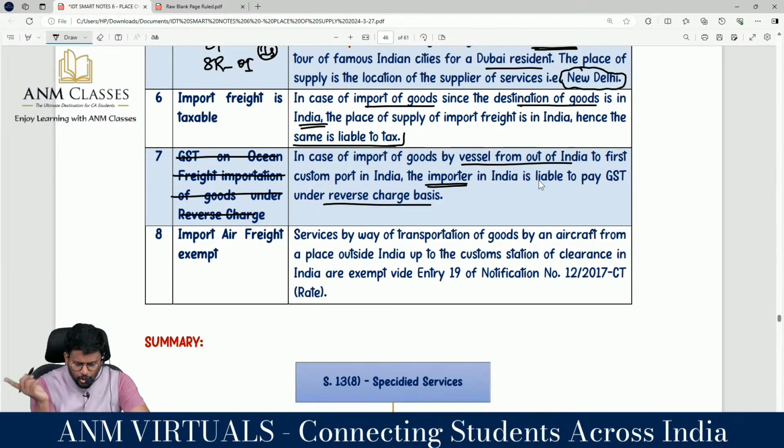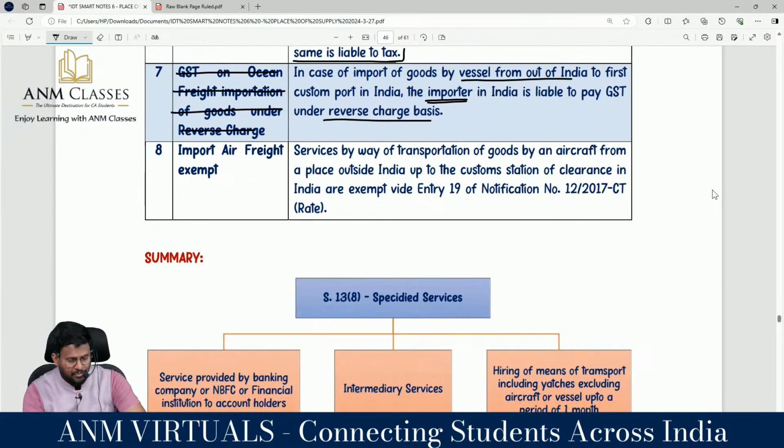But if you are importing goods by vessel from a place outside India till the customs station of clearance in India, till now the person liable to pay tax was the importer, but this has been removed. We have already discussed this many times in class, right? Now, import air freight is exempted.